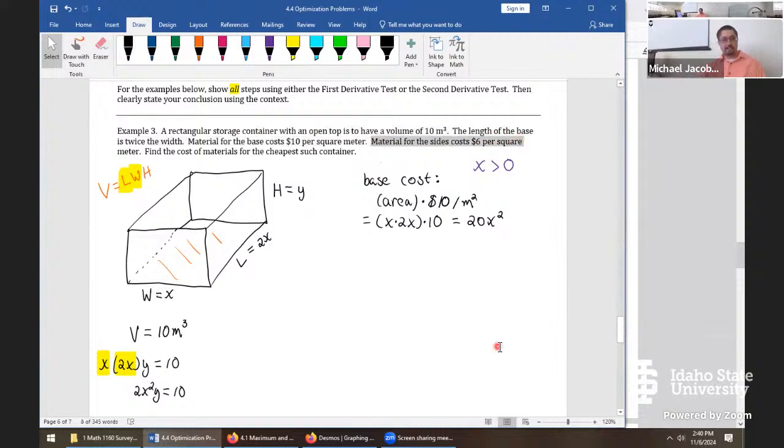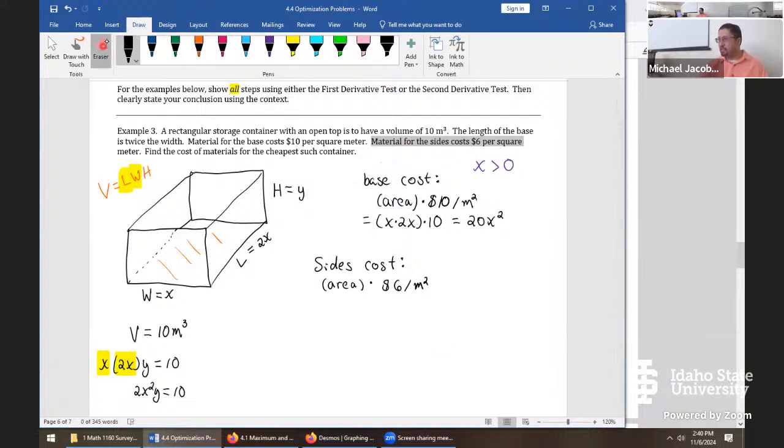Material cost for the sides is $6 per square meter. So let's say here, sides cost, it'll be the area multiplied by, this time, $6 per square meter. A little bit cheap, I guess. Whatever's happening on this box, we're more concerned about the weight on the bottom than on the sides. Well, if we're getting the area, let me redo the highlighting on this box.